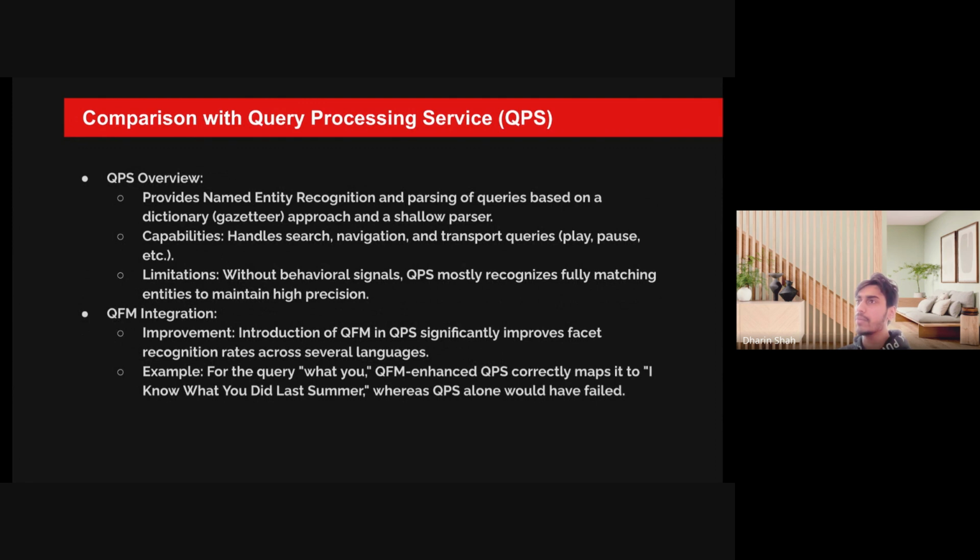Now the other aspect is more accurate matching systems, right? From the perspective of the query processing service that they have, there's also named entity recognition from the query. It's a dictionary-based approach and uses a shallow parser. Once it extracts the entity out of the query, you would also capture the filters out of it. But the limitation is that it doesn't use behavioral signals, it doesn't use engagement scoring, it doesn't use relevancy matches, all of it, right?